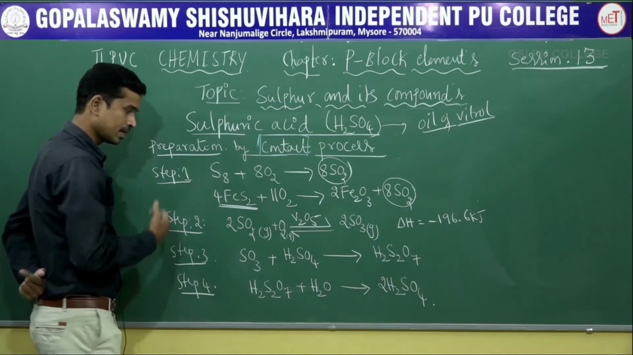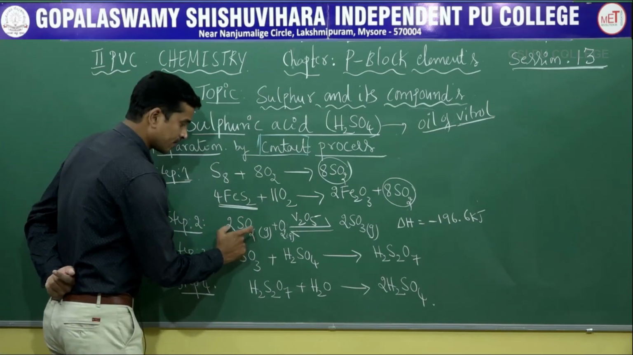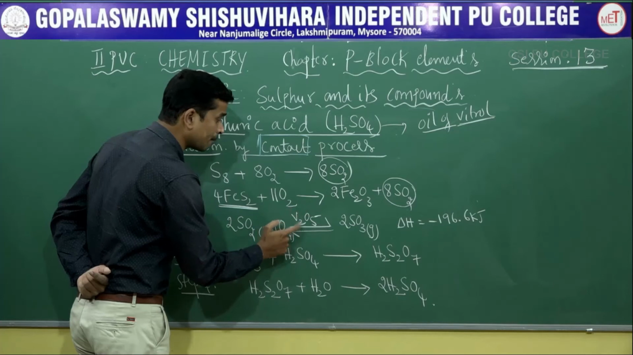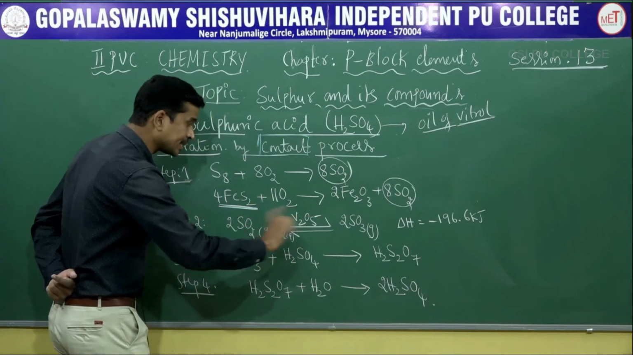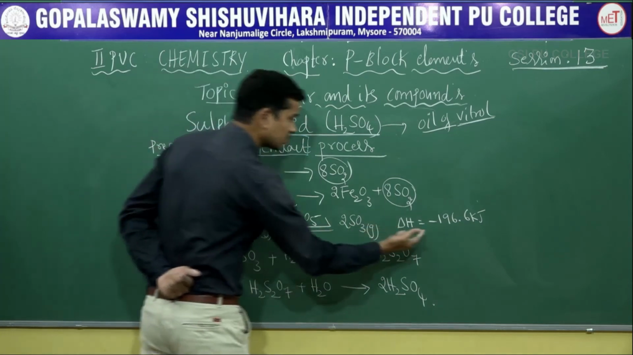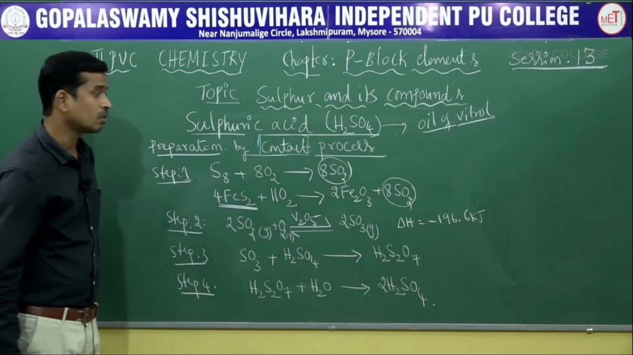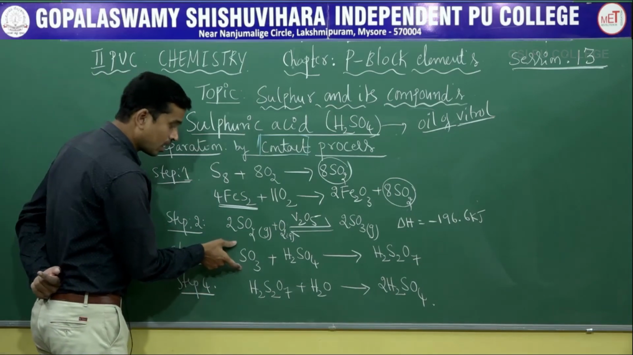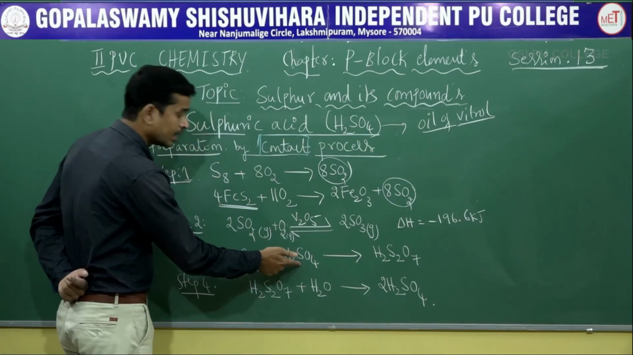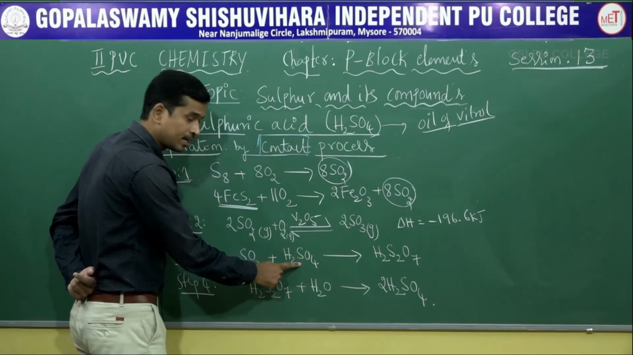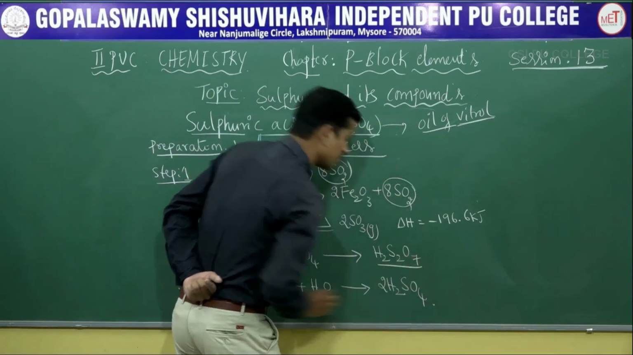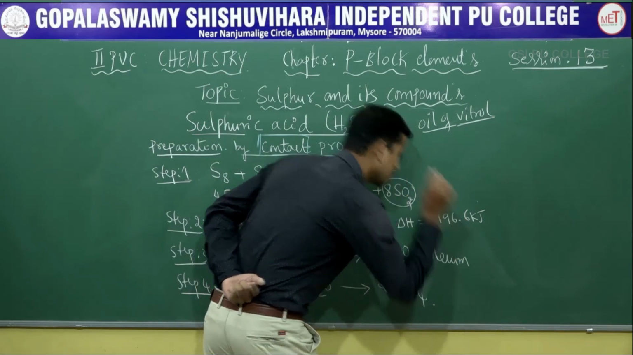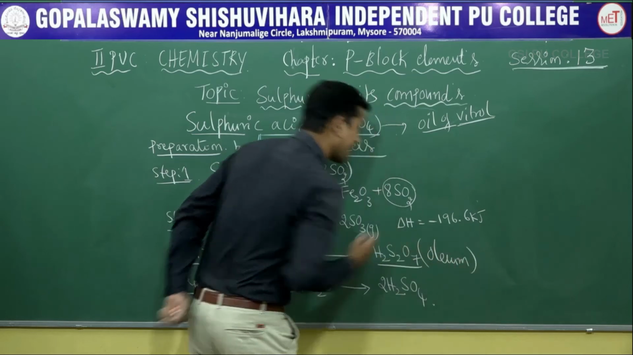process. Okay. Second step, what you get? Sulfur dioxide is converted to sulfur trioxide using vanadium pentoxide as a catalyst. The change in enthalpy of that reaction is minus 196.6 kilojoule per mole. Next, in the third step, sulfur trioxide is dissolved in 98% pure sulfuric acid. You get oleum, H2S2O7, also called oleum or double sulfuric acid.